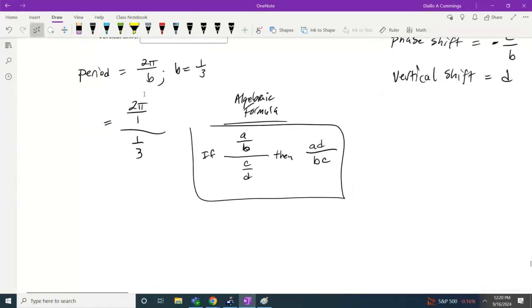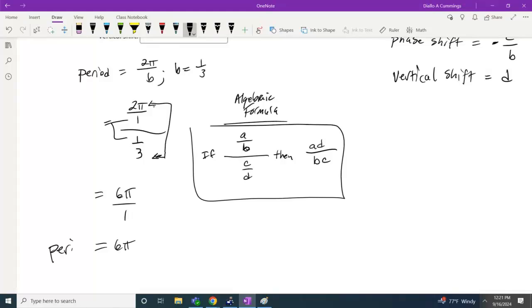So that means when I'm simplifying this, I can multiply my very top and very bottom. So 2 pi times 3 is 6 pi, right? That goes in my numerator. And then I can multiply the bottom of the top and the top of the bottom. That gives me 1. So my period should be 6 pi.